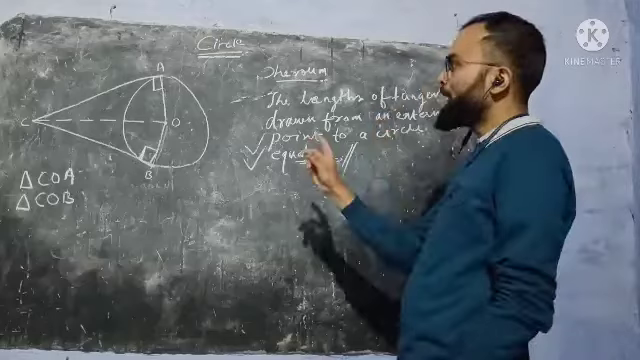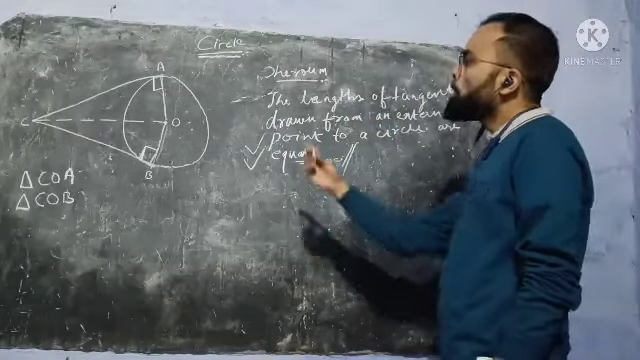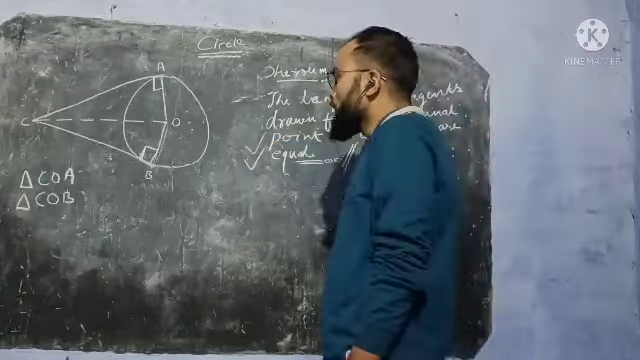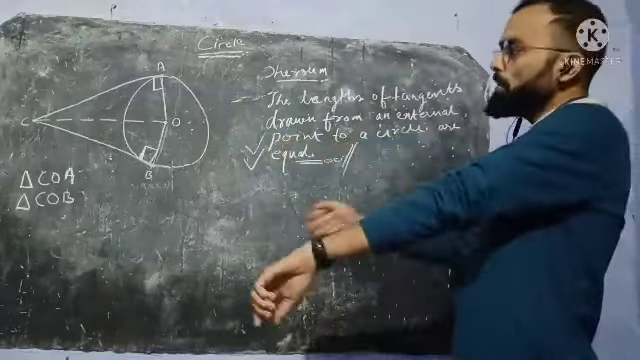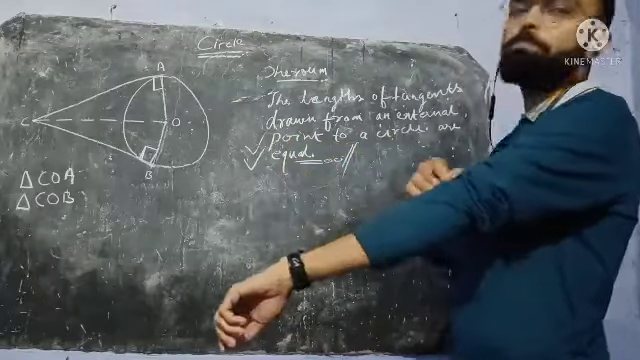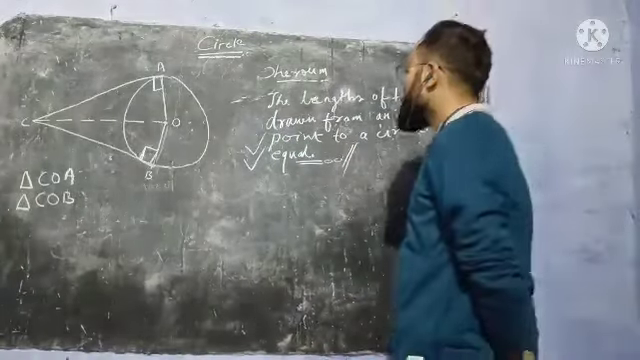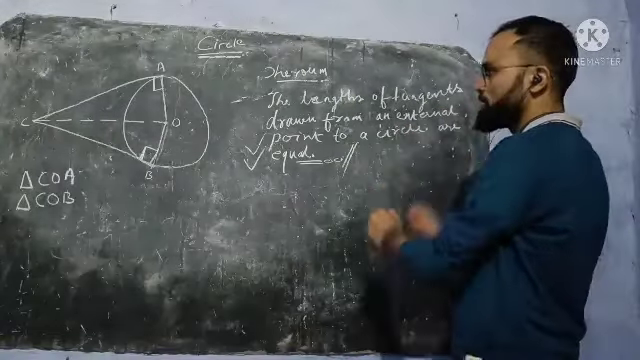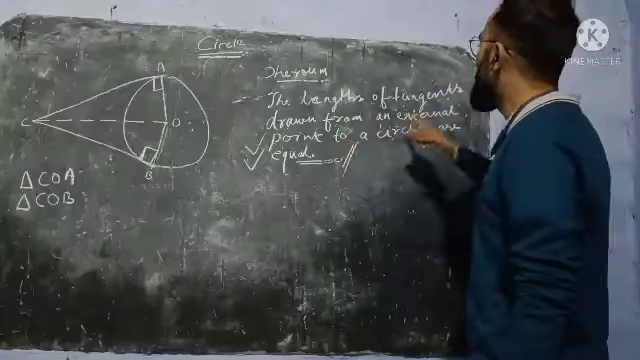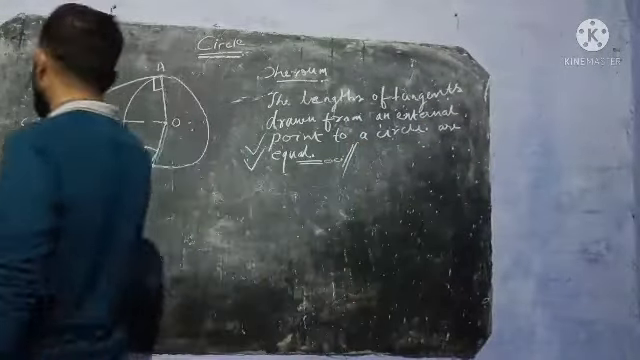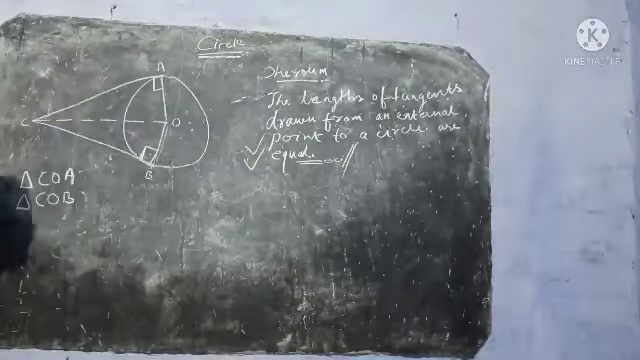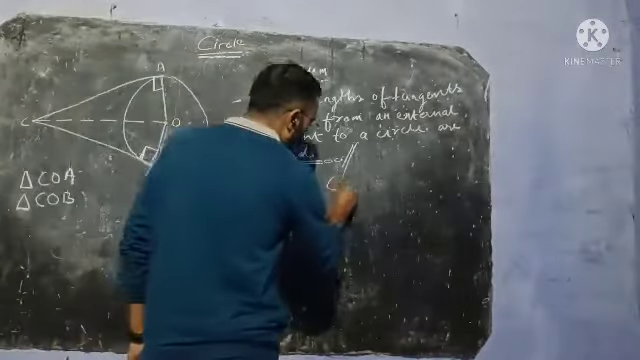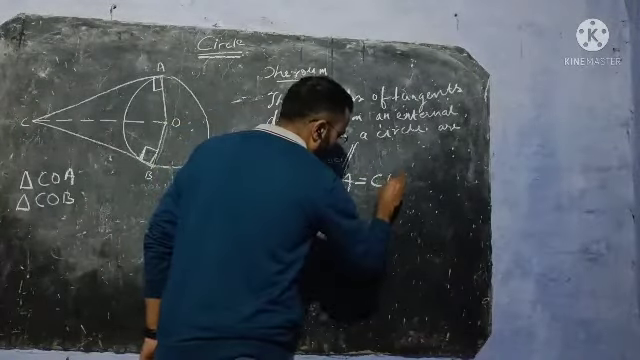So we have drawn a diagram. If you look at the diagram, there is an external point C to the circle with center O, and there are two tangents, CA and CB, touching at points A and B respectively. The theorem says that the lengths of tangents drawn from an external point to a circle are equal. My external point is C, my tangents are CA and CB. So if I read the theorem and look at the diagram, CA should be equal to CB.